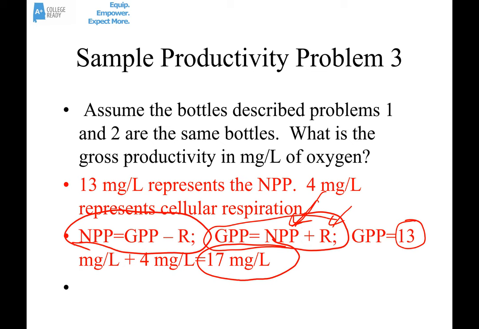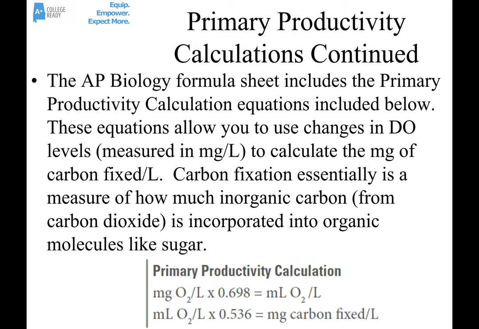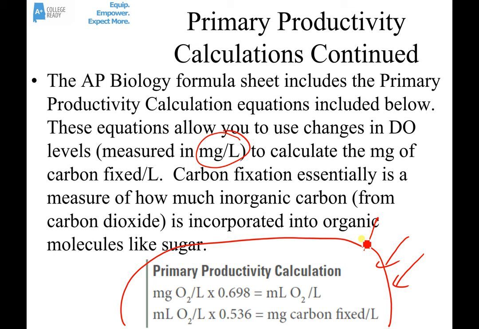So the formula sheet for AP Biology, the one you can use on your exam, has some formulas for primary productivity calculations. Here are the formulas that are included. These equations allow you to use changes in dissolved oxygen, assuming it's measured in milligrams per liter, to calculate the milligrams of carbon that are fixed per liter. Carbon that's incorporated into biomass, essentially, is what we're looking for. So carbon fixation is essentially a measurement of how much inorganic carbon from carbon dioxide is incorporated into organic molecules like sugars or proteins and so on. So these equations are going to allow us to use DO measurements and convert those DO measurements into carbon stored as biomass.